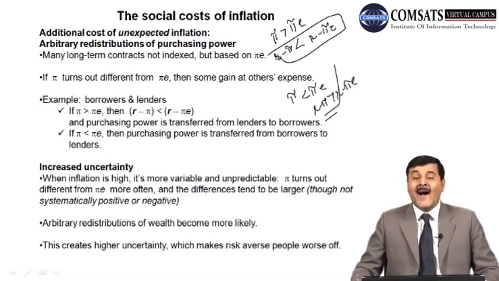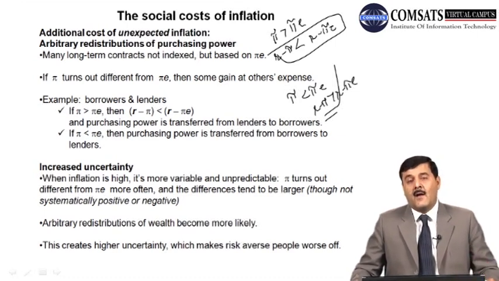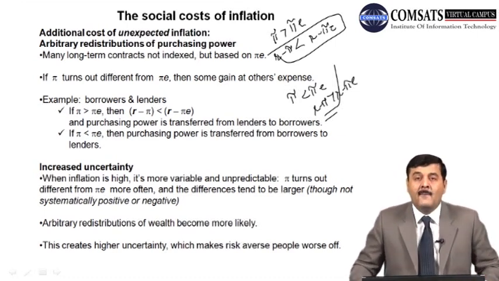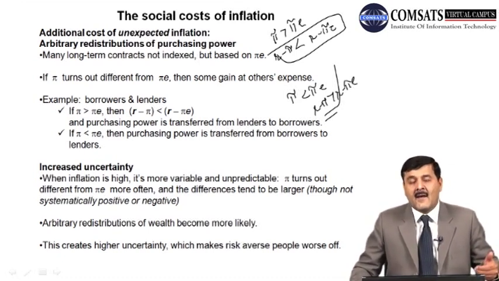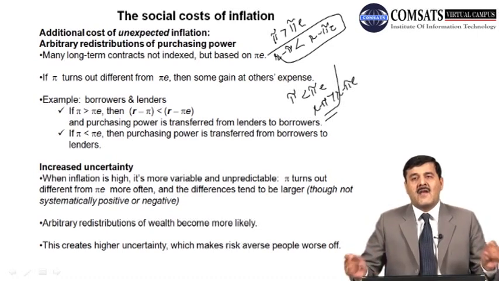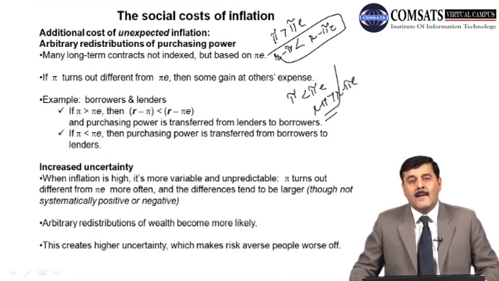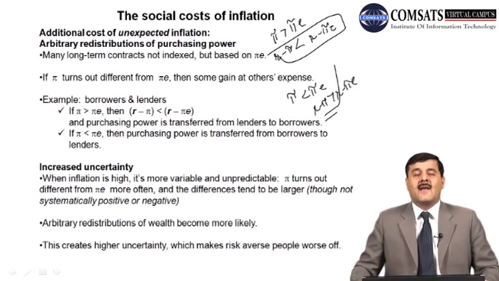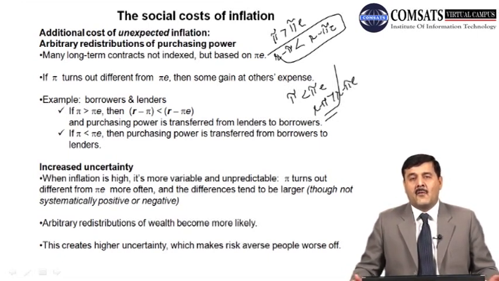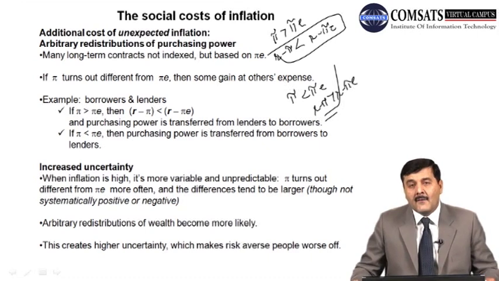So this creates higher uncertainty, which makes risk-averse people worse off. Aise log jo risk se bachna chahte hain, jo zyada risk nahi lete, jo risk-averse hain, wo bhi worse off ho jate hain. Ke jab difference hota hai between the actual and expected inflation, to aise log jo kam risk lete hain, wo log bhi worse off ho jate hain, because they don't know what would be the actual inflation and whether it would be the same, different, higher or lower. So that difference basically makes the people who take less risk worse off in the economy.